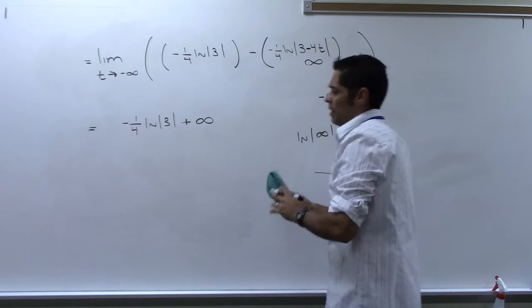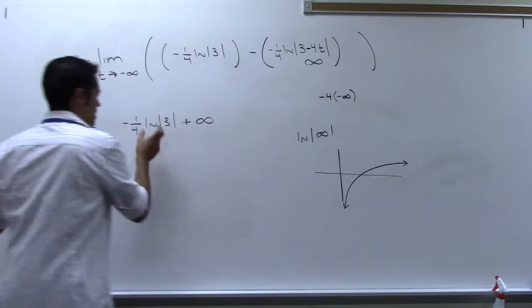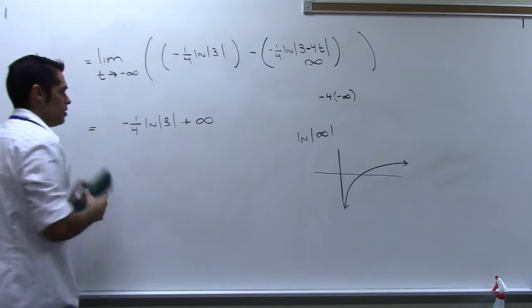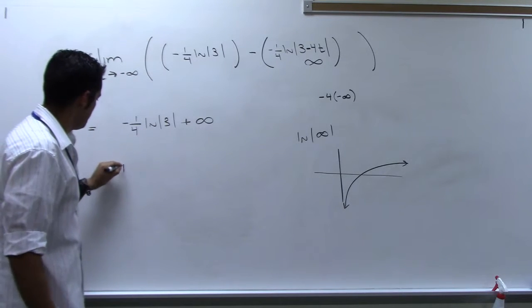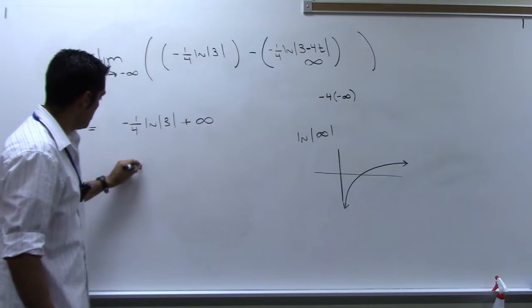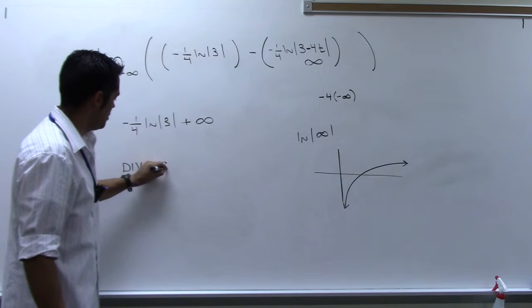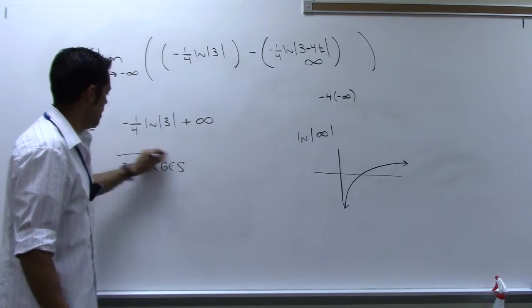So the area under the curve is this constant plus an infinitely large number, which means that it doesn't go to a specific number. So we say that this diverges. And we're done.